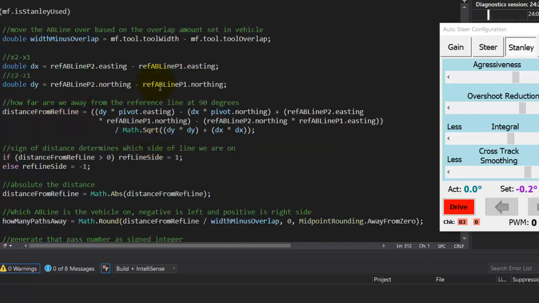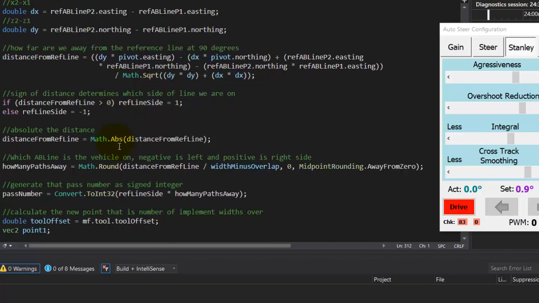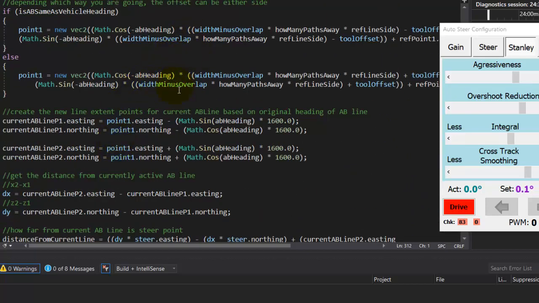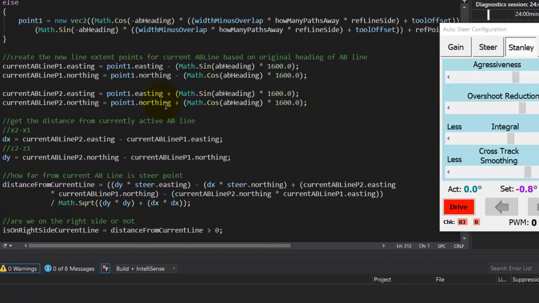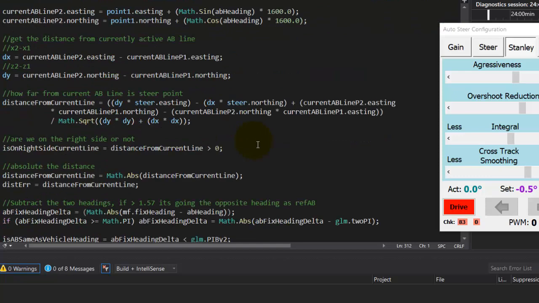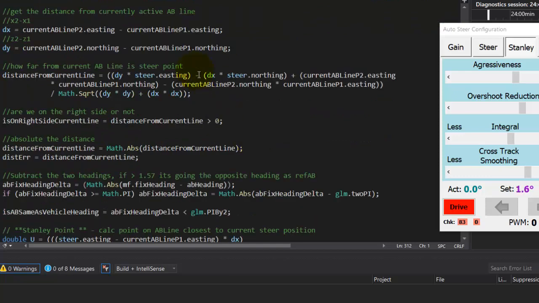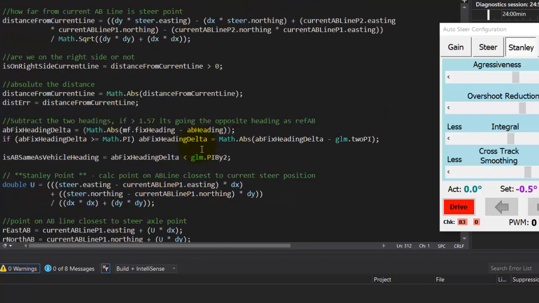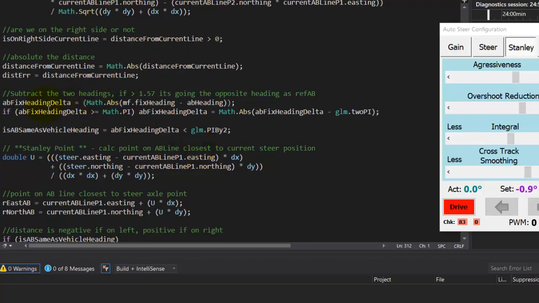The first thing we do is how far are we away from the line? And this uses the cross product form of point distance from a line. Figure out which side of the line we're on, and figure out whether or not we're going one way or the other based on the way the line was created. Extend the points of the line, and then we find our steer point, like where's our steer axle, and then find out which side of the line we're on of the steer point. And then we determine our heading.